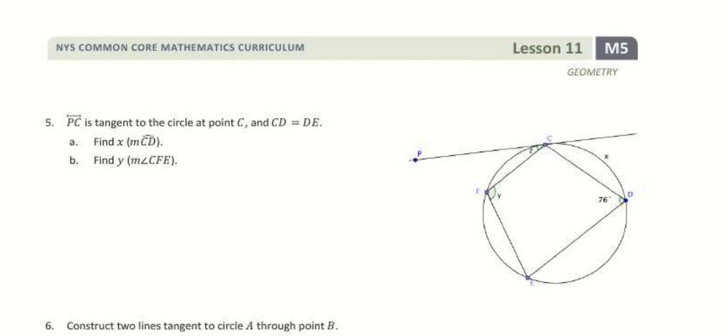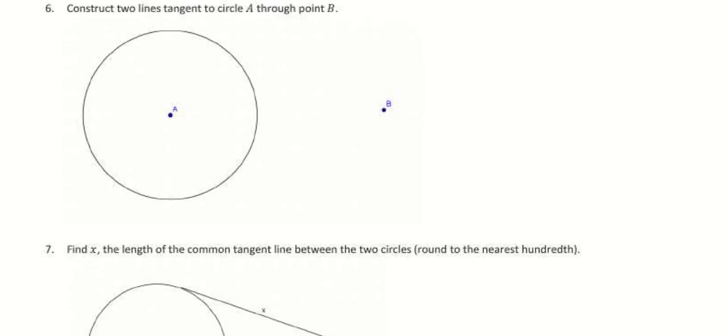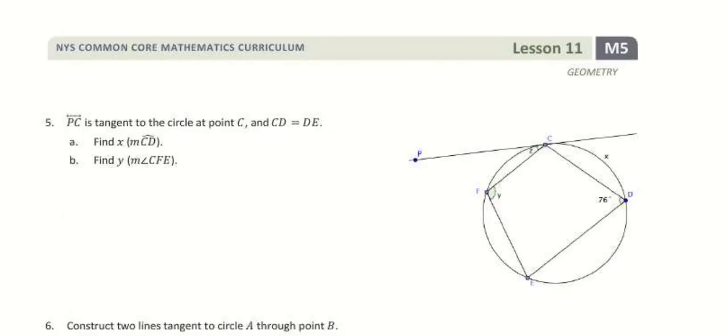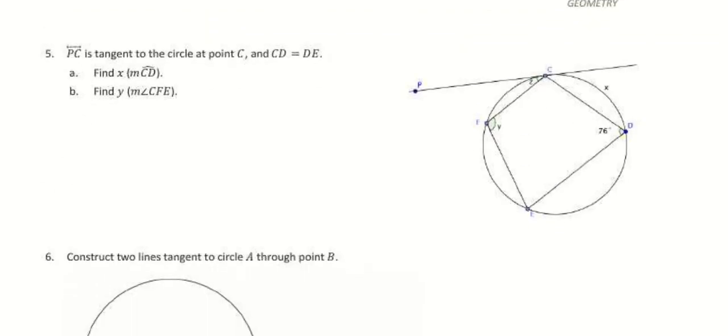We'll talk about that one, but we're not going to get into it too much. We don't need to know the stuff they're going to ask in the next few. So number 5, PC is tangent to the circle at point C, and CE is equal to DE. So we know that line CD is equal to line DE.